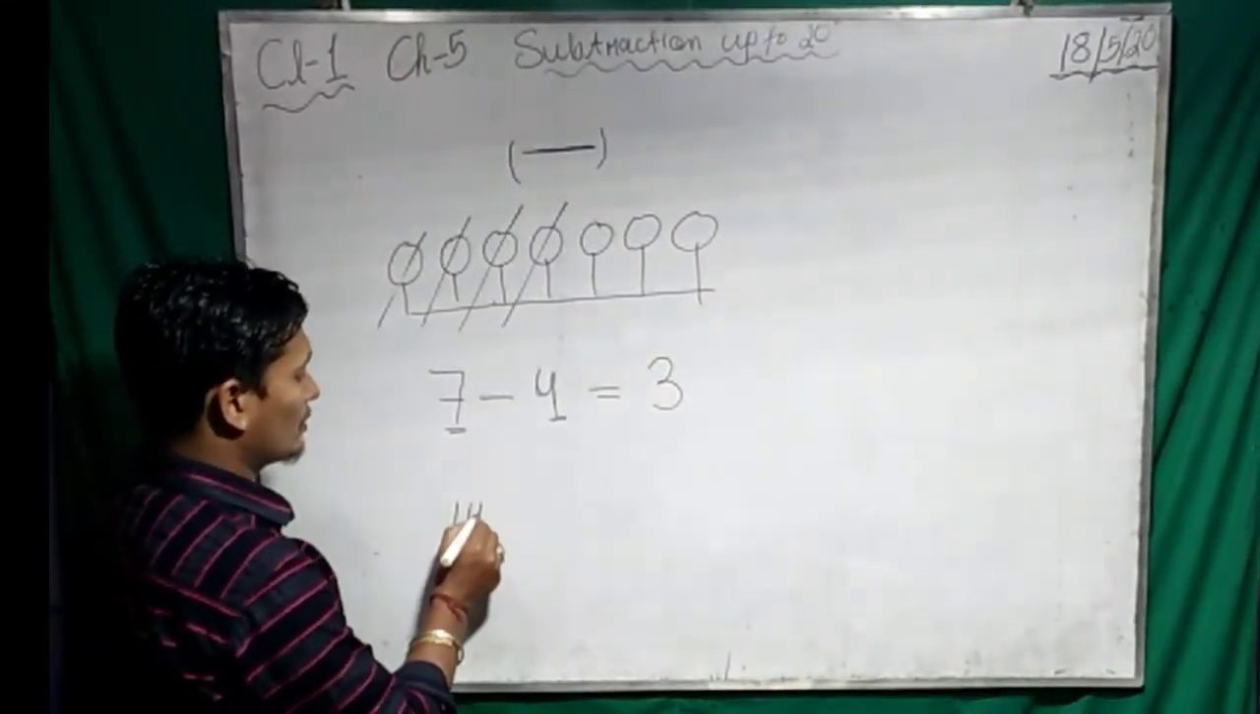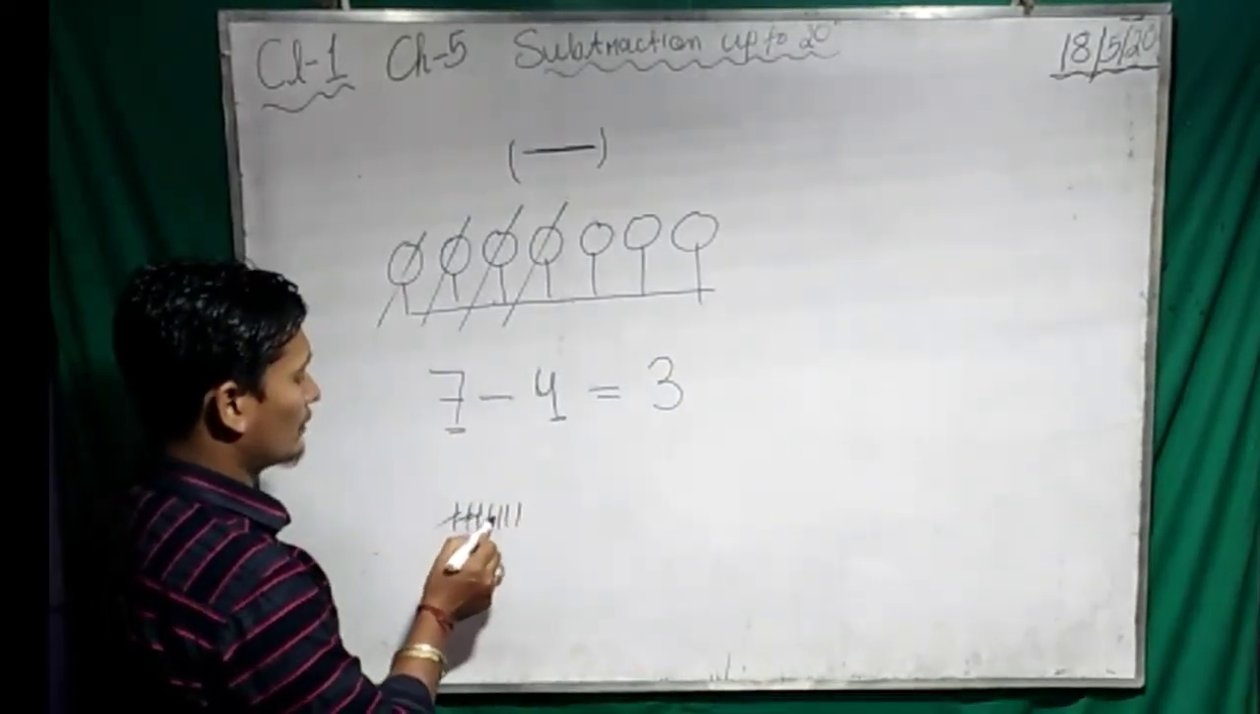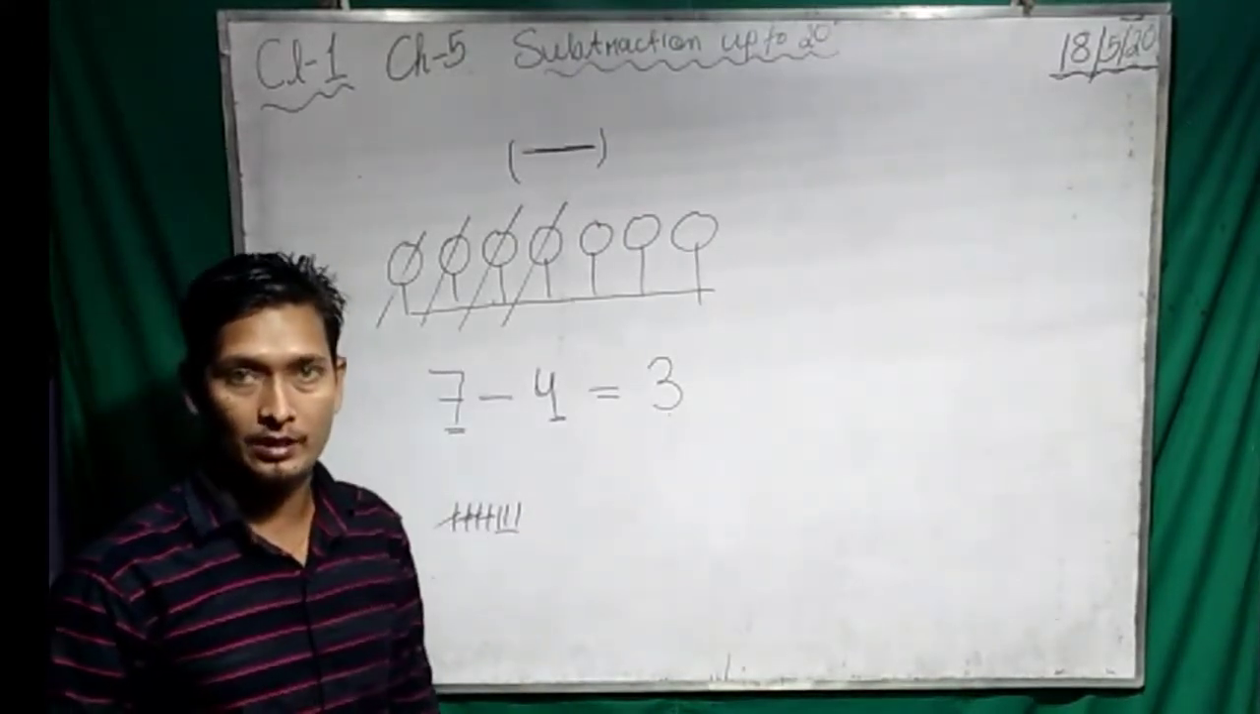Yes or no? 1, 2, 3, 4, 5, 6, 7. We can cut 4 from here now. 1, 2, 3, 4. Yes or no? So the answer is 3. So this is called subtraction.